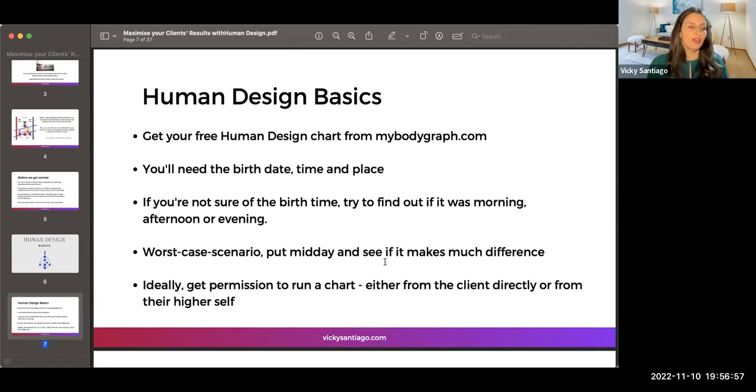At the end of the day as well though, it's interesting, if you look up online, there's lots of people who run charts for celebrities and things.